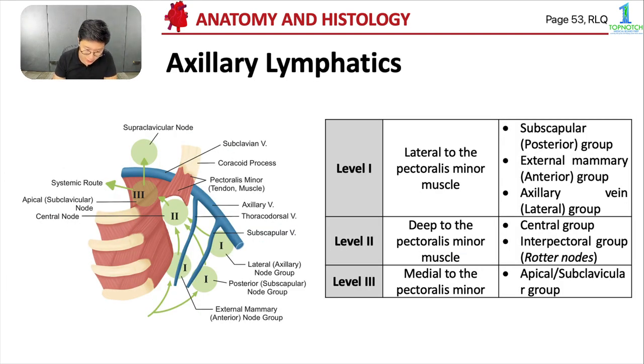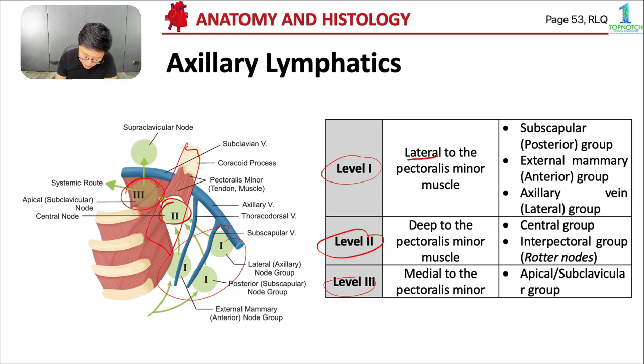So we said that for the lateral quadrants, the lymph goes to your axillary lymph nodes. Your axillary lymphatics can be divided into 3 levels, depending on their position with respect to the pectoralis minor muscle. The level 1 lymph nodes are lateral to the pectoralis minor. So this is the pectoralis minor, which is cut. Level 2 is deep to the pectoralis minor muscle, while level 3 is medial to the pectoralis minor muscle.